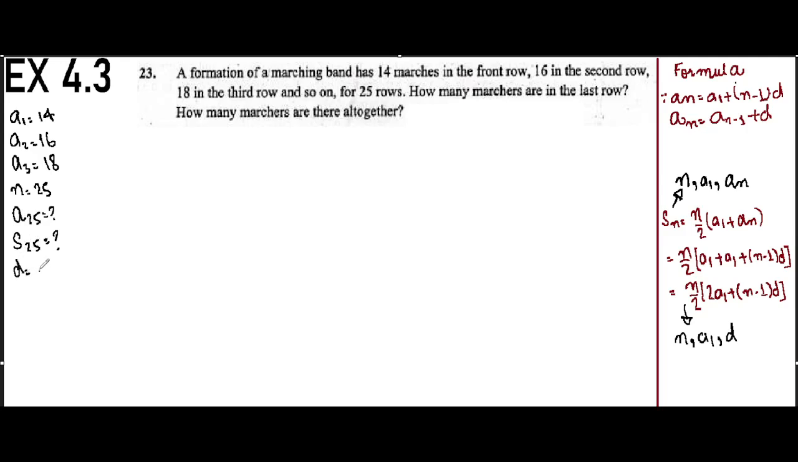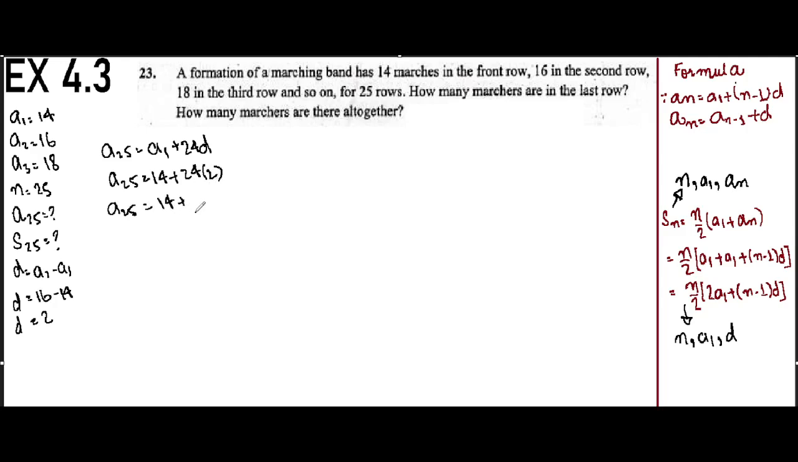We can find the common difference by A2 minus A1, which is equal to 16 minus 14, and this is equal to 2. So the common difference is 2 and the value of A1 is 14. We can find A25. A25 is equal to A1 plus 24d. Now A25 is equal to 14 plus 24 into 2. 24 times 2 is 48, 14 plus 48 is 62. So A25 is 62.